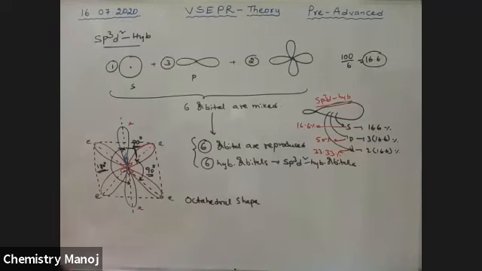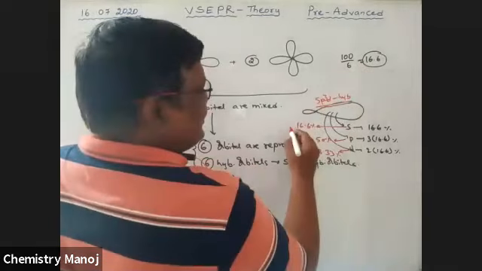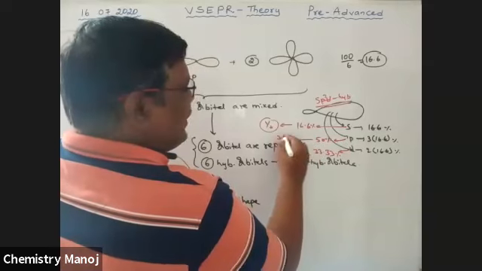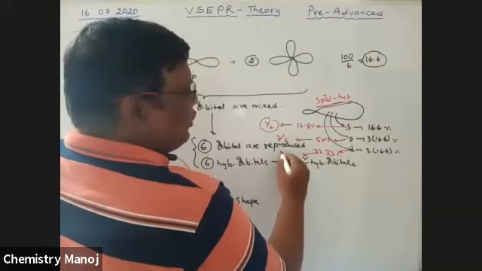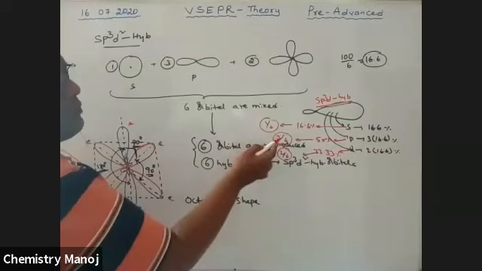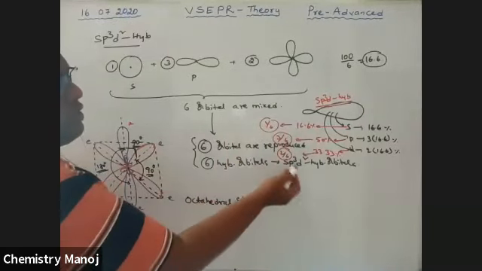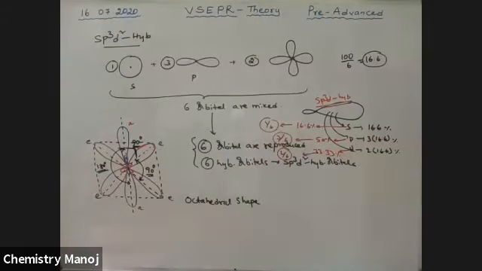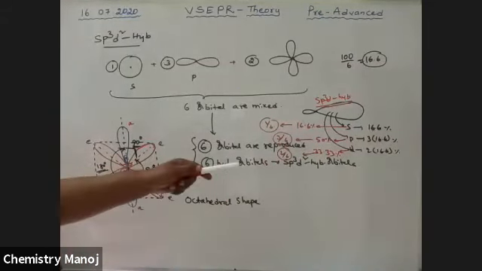So out of a total of 6, S has a 1 by 6 fraction, P has a 3 by 6 fraction, and D has a 2 by 6 fraction. 3 by 6 means half, that is why it is 50%. And 2 by 6 is 1/3, almost like that. So this is about the percentages in the hybrid orbital.